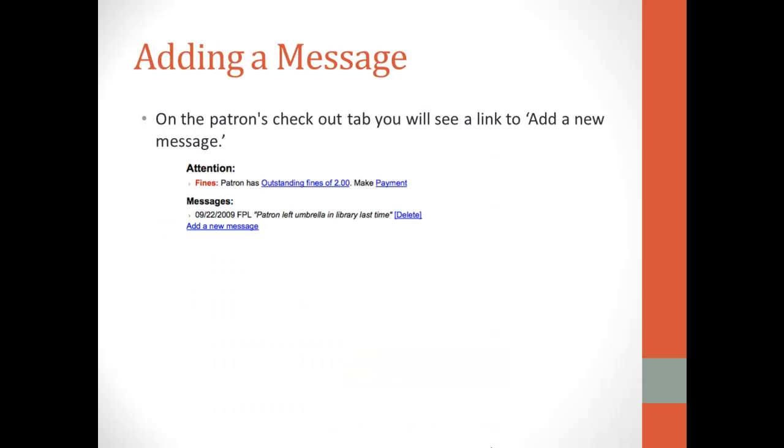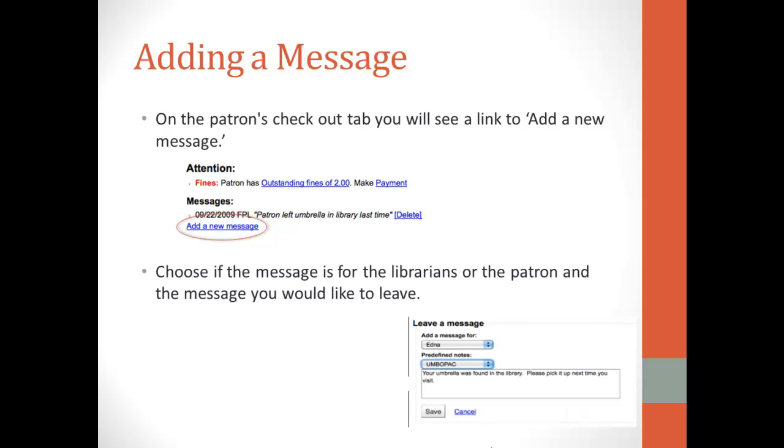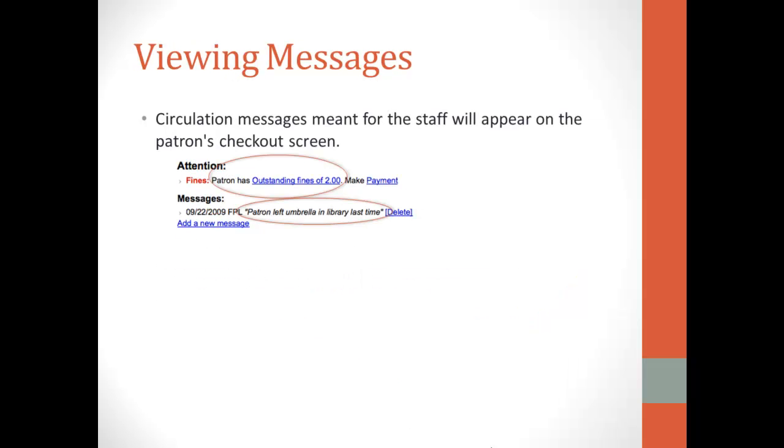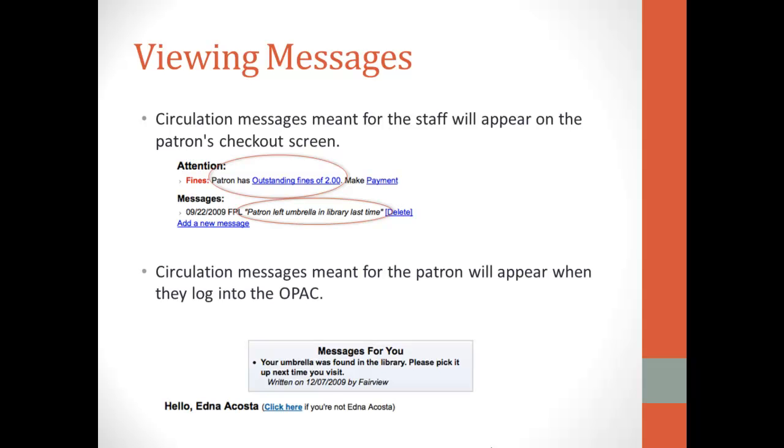If you would like to add a message, go to the Patrons Checkout tab where you will see a link to add a new message. Choose who the message is for, be it the librarians or the patron, and then type the message you would like to leave. Circulation messages meant for the staff will appear on the patron's checkout screen. Circulation messages for the patron will appear when they log into the OPAC.